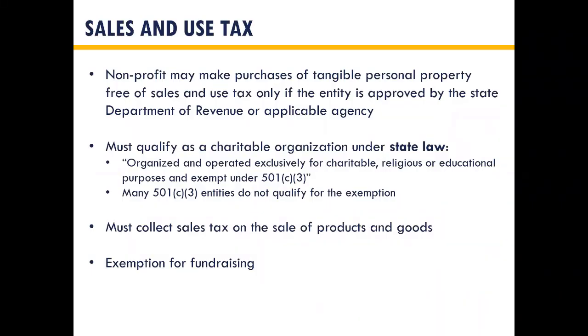So going in a little bit of a different direction, another risk area is sales and use tax. And nonprofit organizations typically make these purchases of tangible personal property, but they can be free of sales and use tax if the organization is approved by the specific state or an applicable local agency. And typically, they need to meet that charitable organization definition under state law, and it's not necessarily under federal law. And there's a notation here that a lot of entities do not qualify for the exemption. So just because an organization is a 501(c)(3) does not mean that it is automatically granted this exemption from sales and use tax at the state level.